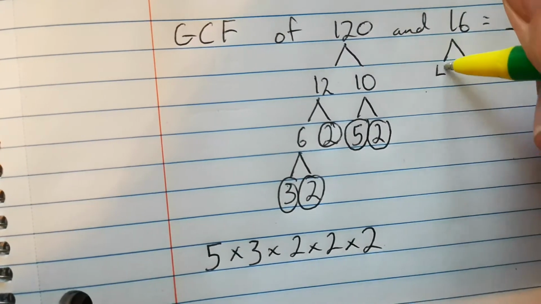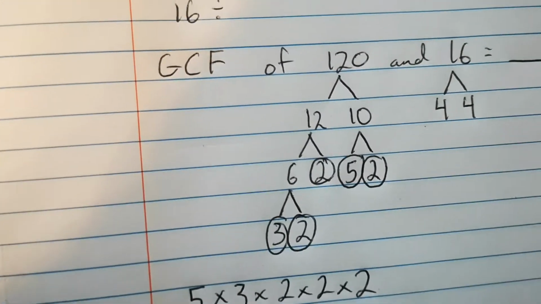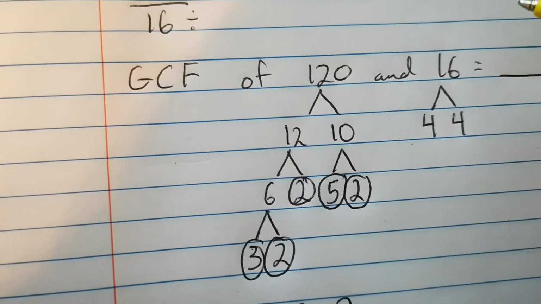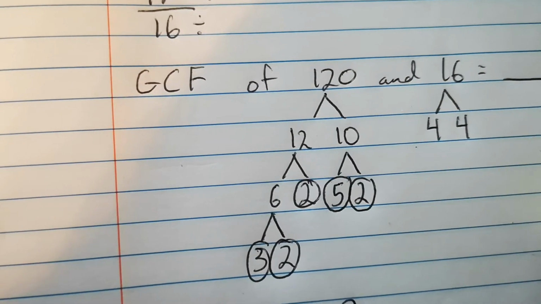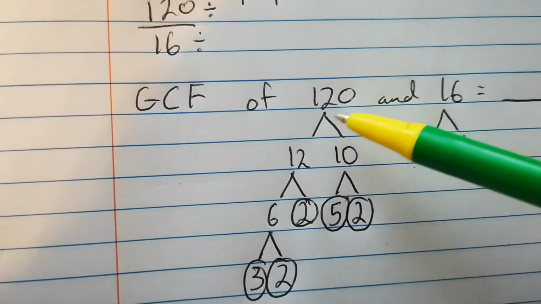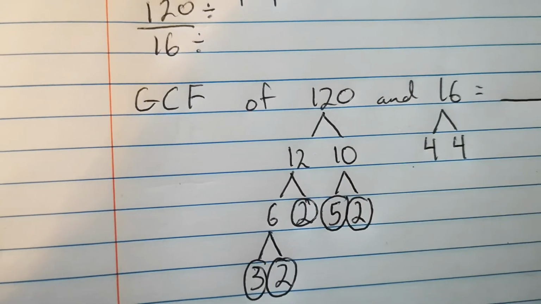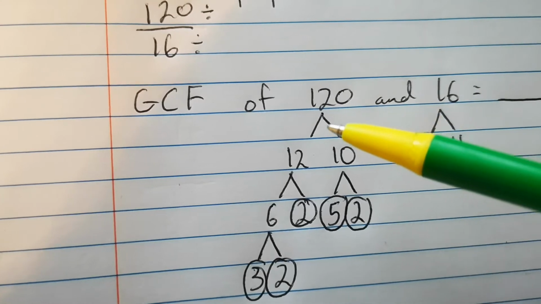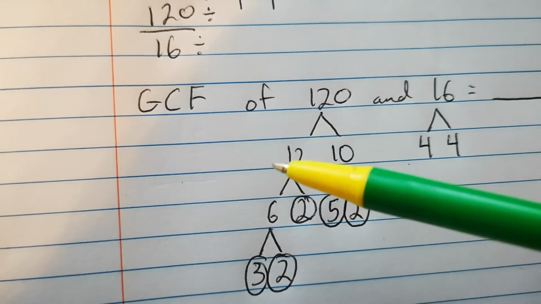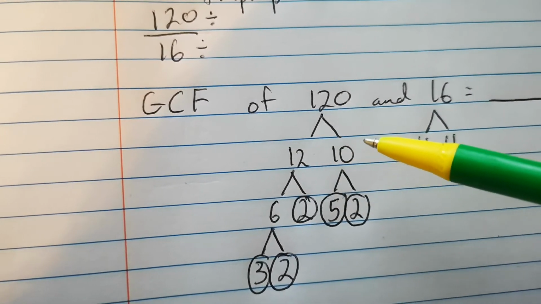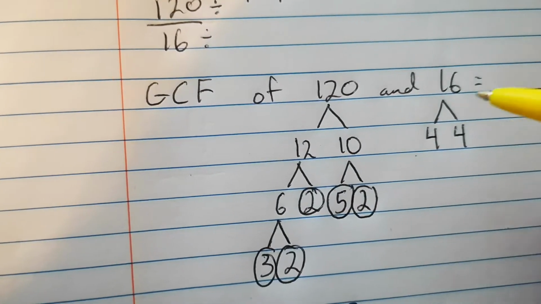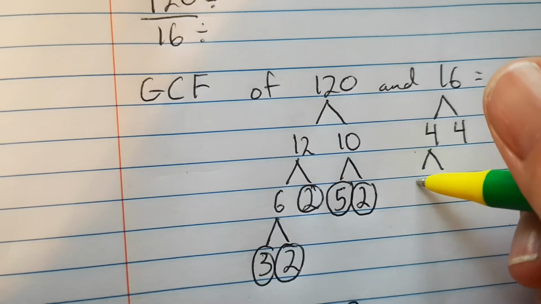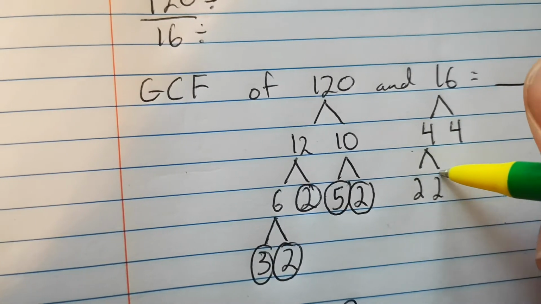How about for 16? Which is 4 and 4. And again, it doesn't matter. You could also do 8 times 2, because that's another way to get 16. Similarly, for 120, I could do 30 times 4. I could do, I think 6 times 20, but they'll all lead to the same prime factors. So if I start with 4 times 4, the factors of 4 are 2 and 2.